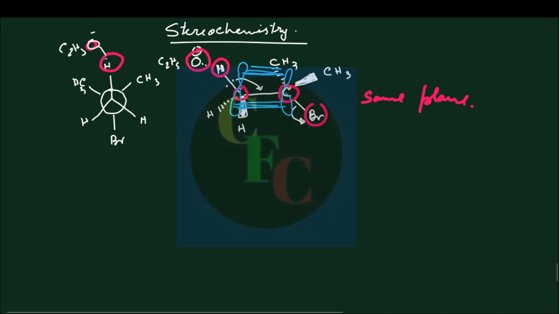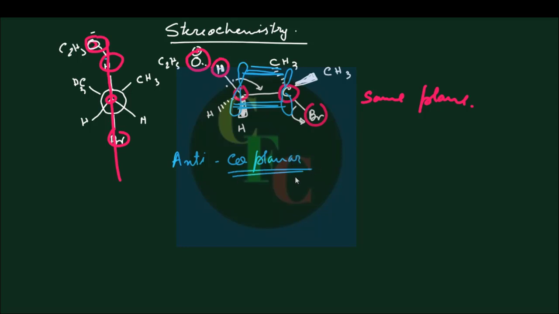So these 5 atoms should be on the same plane, right? This thing and this one. So they are on the same plane. And this situation is called anti. As it is anti, the leaving group and the hydrogen that is abstracted by the base are in anti position, so it is called anti-coplanar. Coplanar means in the same plane, right? So an anti-coplanar transition state is formed.